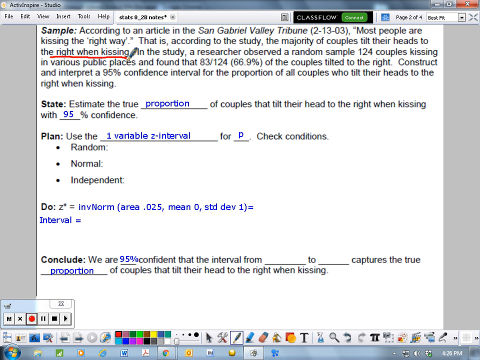Construct and interpret a 95% confidence interval for the proportion of all couples who tilt their heads to the right when kissing. So first step is state. Now I put a lot of stuff in here for you, but it's to use it as an example because a lot of times this will be the problem that they give you. All of this is stuff that you are expected to write out.